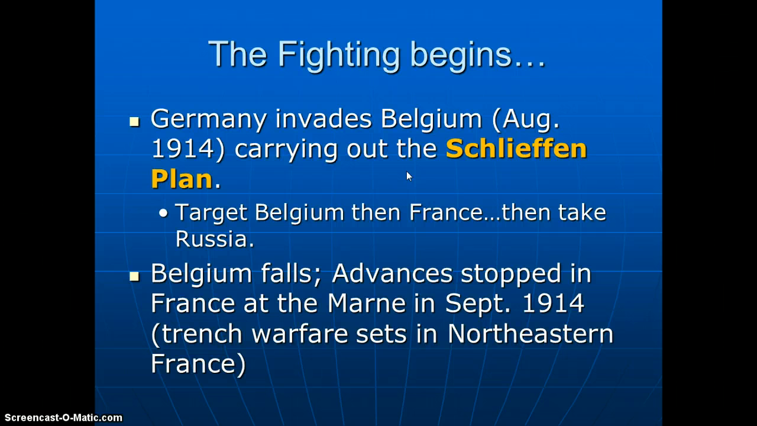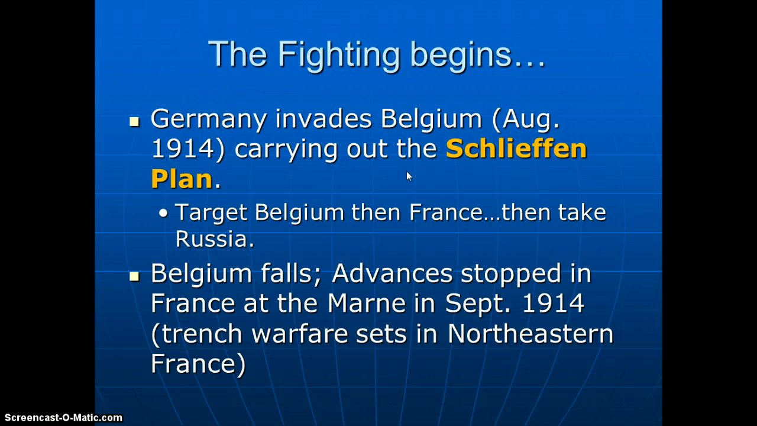In this plan, the idea was, instead of going directly for Russia, which was a huge landmass for Germany to take over, they first thought, let's capture Belgium, then we'll go for Paris, France, and once France falls, then we will go after Russia with those two army forces instead of having to split their soldiers in half.